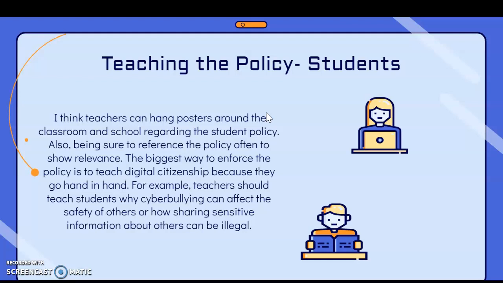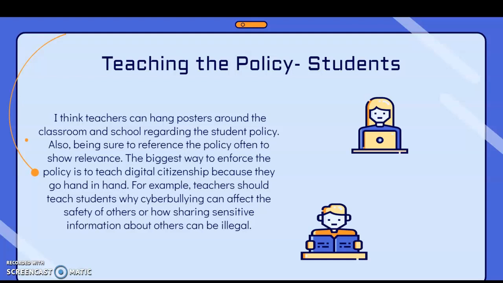So, teaching the policy to students. I think it's super important that students are aware of the policy because they're on the internet just about every day. Some things that teachers can do to make students aware are hanging posters around the classroom about the policy, and also just being sure to reference the policy as often as possible, just to show the relevance and the importance.